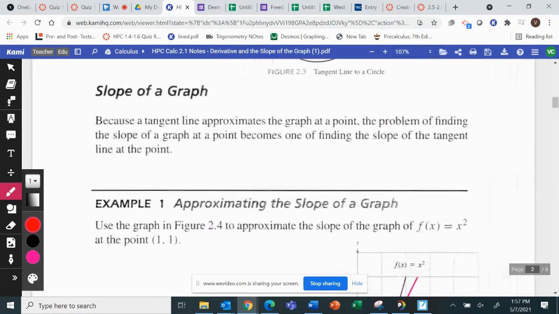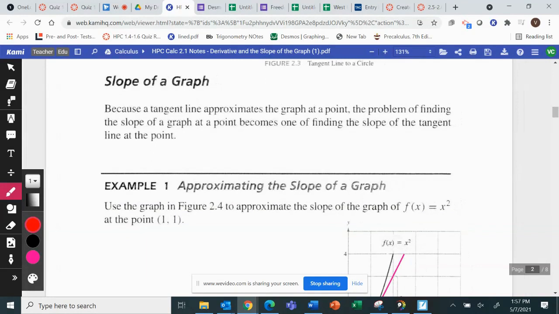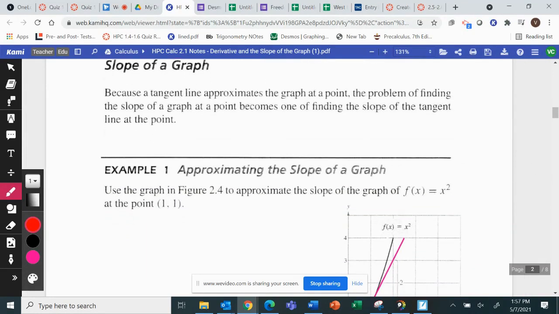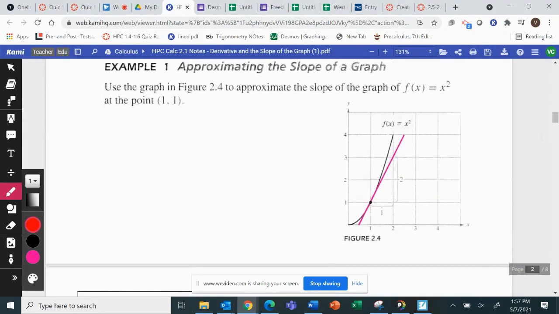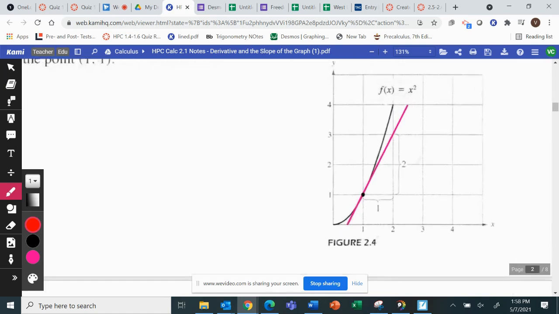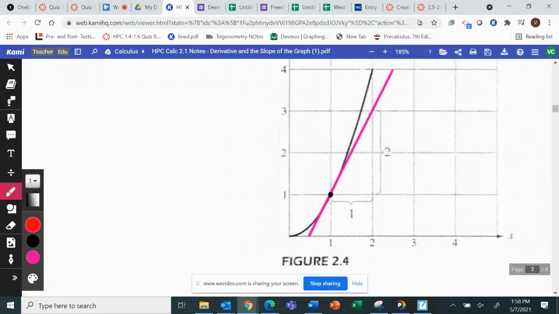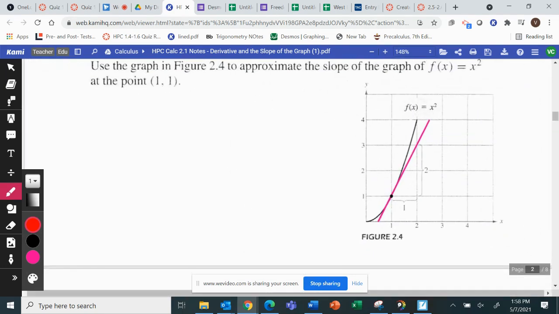So the slope of the graph, because the tangent line approximates the graph at a point, the problem of finding the slope of the graph at a point becomes finding the slope of the tangent line at the point, which I already said earlier. So we're going to look at this graph and you're going to have a couple questions that are just approximating. This is not going to be super accurate, and they will make it really easy for you because they've drawn some of it for you.